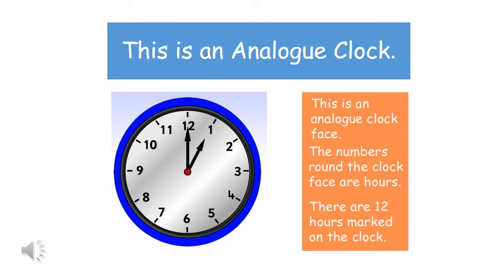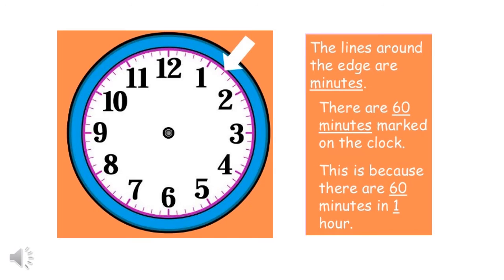This is an analog clock face. The numbers around the clock face are hours. There are 12 hours marked on the clock. If you observe the analog clock carefully, the lines around the edge are called minutes. There are 60 minutes marked on the clock. This is because there are 60 minutes in 1 hour.